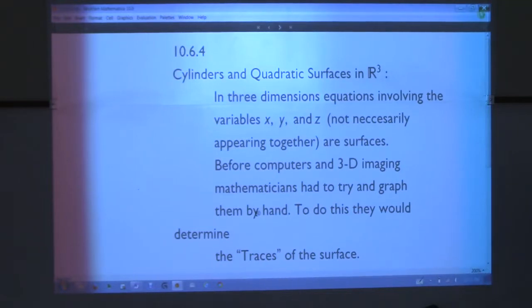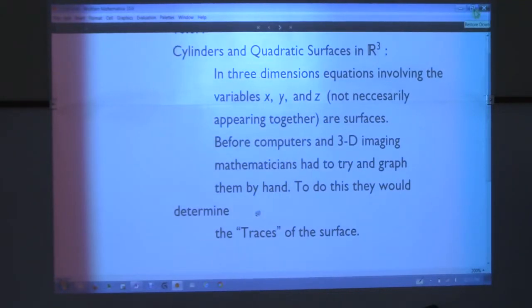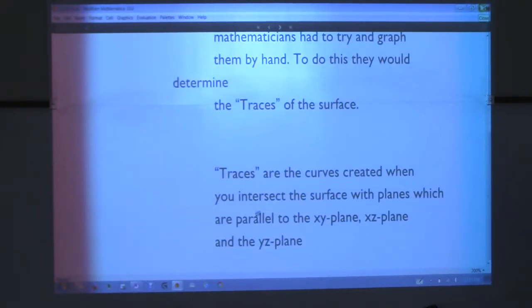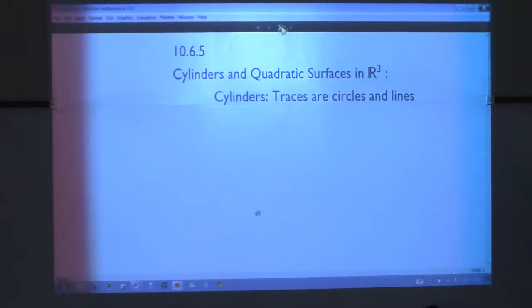Before computers and 3D imaging, mathematicians had to try and graph them by hand. To do this, they would determine what are called the traces of the surfaces. Traces are the curves created when you intersect the surface with planes which are parallel to the xy plane, xz plane, and yz plane. I'll explain that in an example. And after we do one, you're going to be like, wow, that's really a pain. All right.